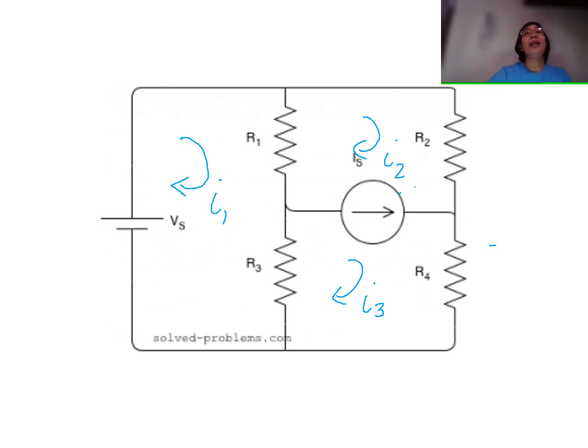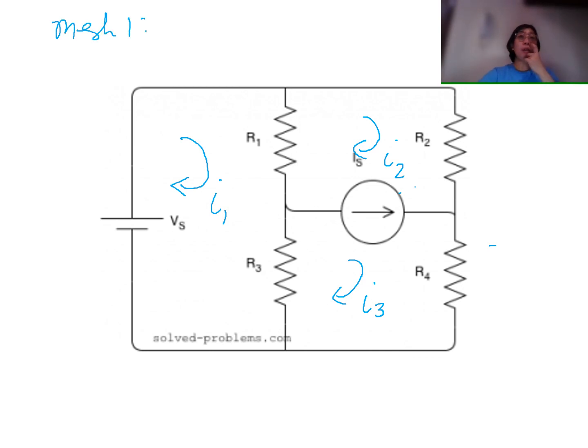Okay, so let us now formulate our 3 mesh equations. We have 3 mesh currents, therefore we will be having 3 mesh equations. For mesh number 1, no problem. This is not yet a super mesh. Okay, so we have here your mesh 1.